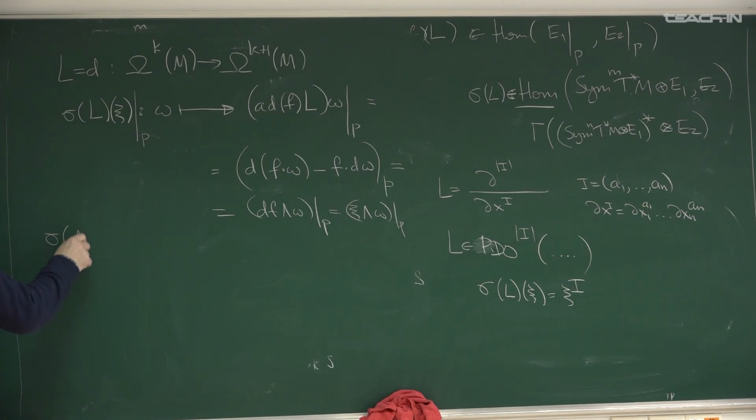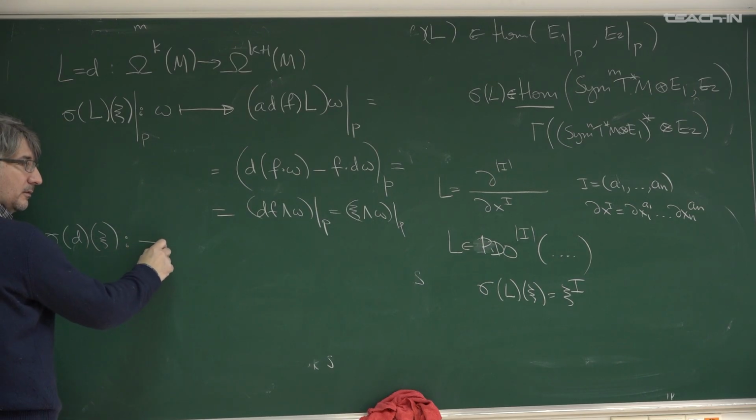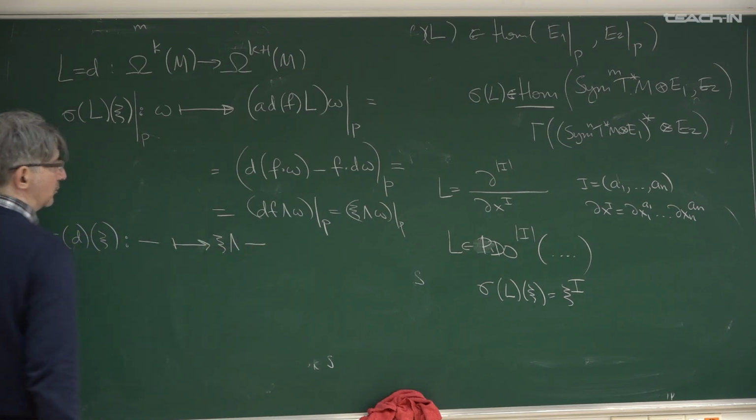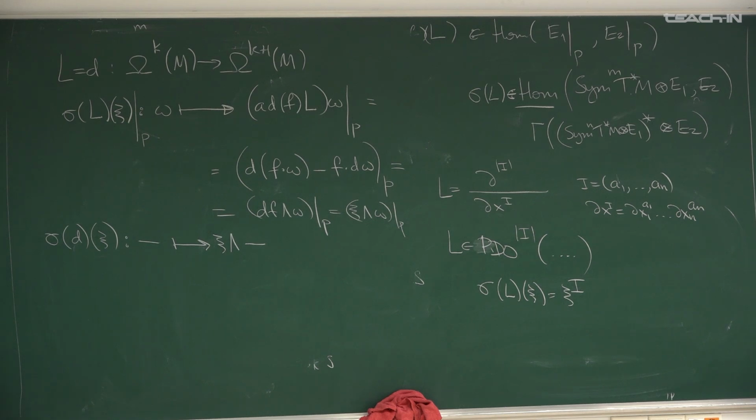The symbol of the differential calculated at psi acts as follows. It takes an argument and sends it to the exterior product with psi considered as a one-form. Okay? You can guess what is the symbol of the covariant derivative.